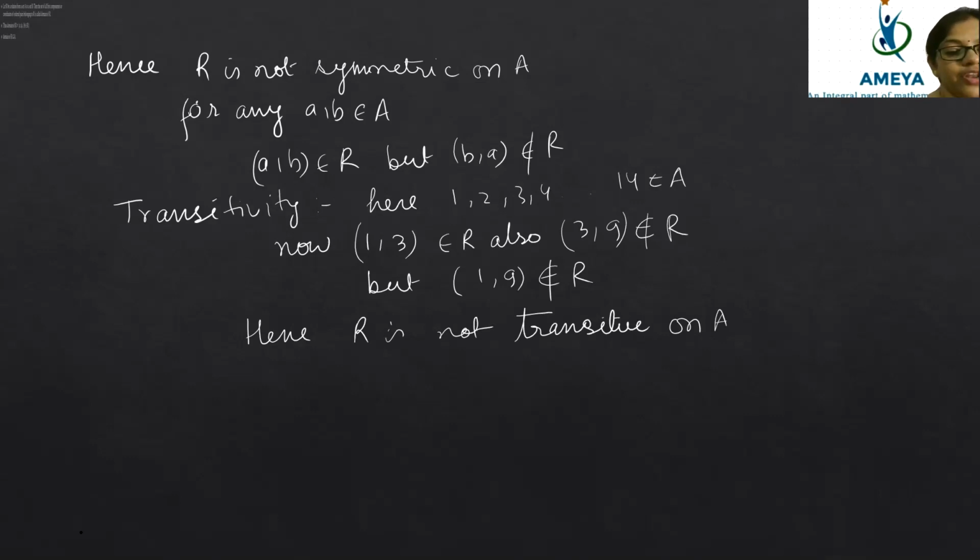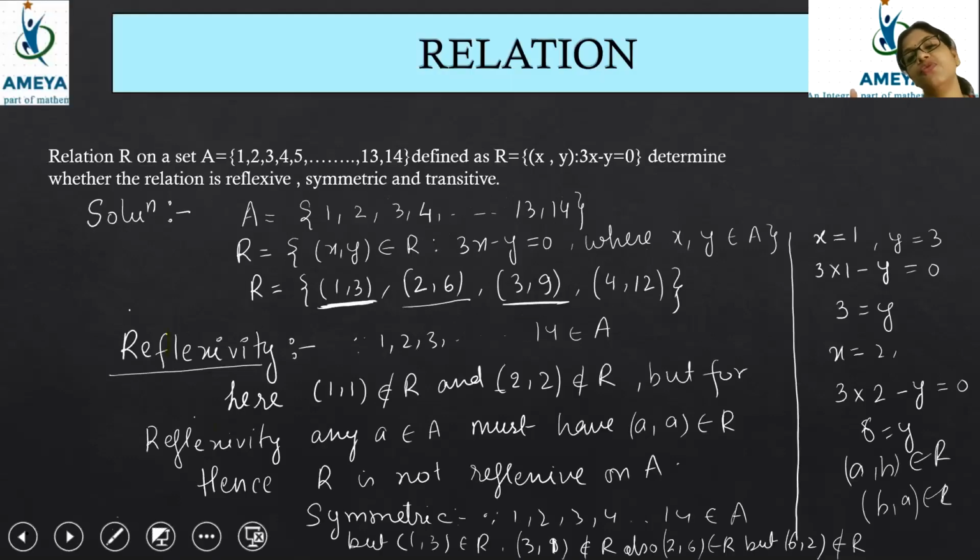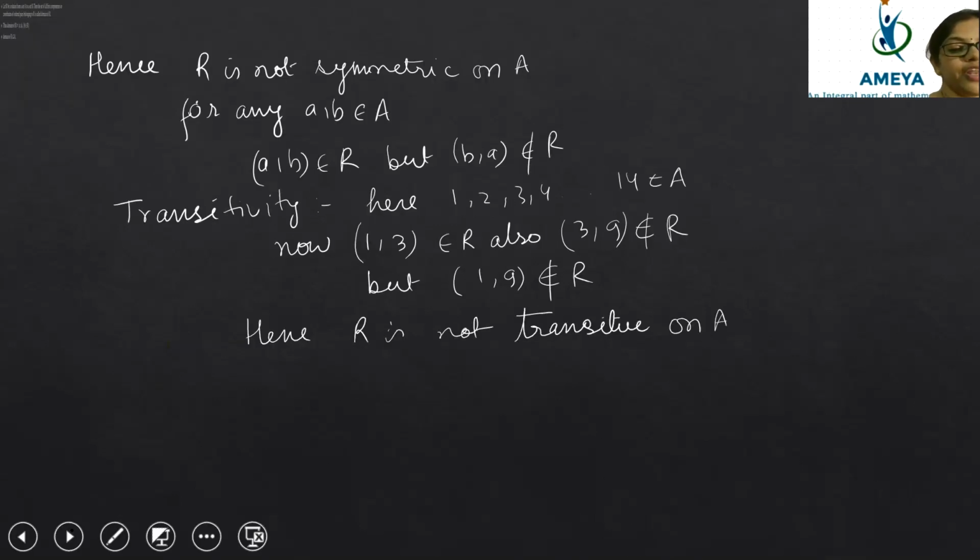For reflexive, what do you need? You need (a, a), (b, b), (c, c), (d, d), (e, e). So here nothing is there. For transitive, what do you need? (a, b), (b, c), then (a, c). It is also not there. For symmetry, what do you need? (a, b), (b, a). So here (1, 3) is there, but (3, 1) is not there. And none of the elements is reflexive. So that's why none of the three is satisfied here. Now let's check for the next.